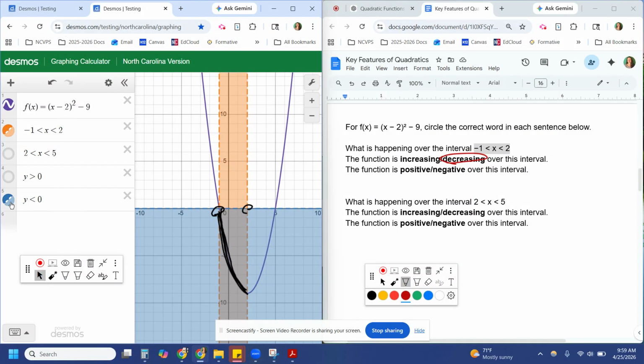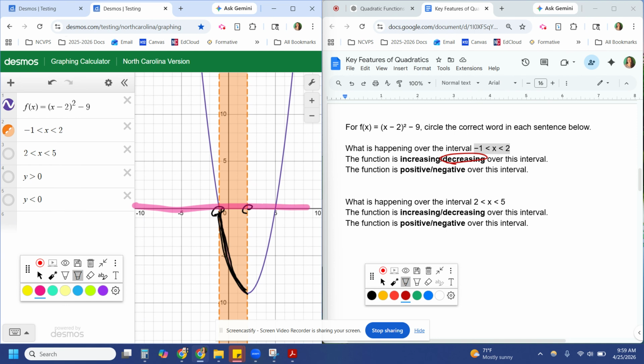You don't actually have to put these inequalities into Desmos. You can kind of just get your eyes on the x-axis and ask yourself, is the black part above or below? So the part of the graph I'm looking at is definitely below, so we're going to say negative interval. So let's come to this side and let's circle negative. Altogether, we would say over the interval -1 to 2, the function is both decreasing and negative.